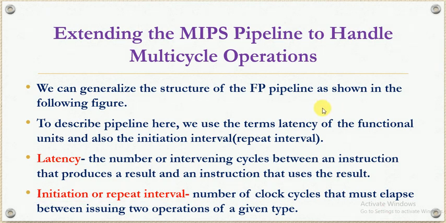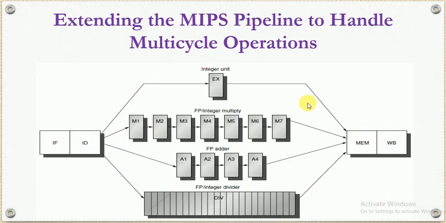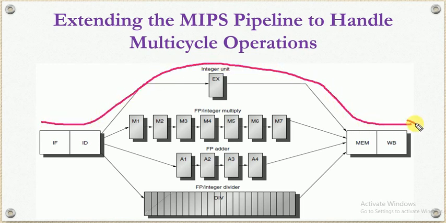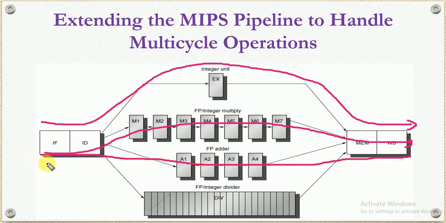So once again we will look at the diagram. For the integer EX operation we are passing through this path. Then for multiplication we pass through this path, for addition this path, and for division this path. If one instruction arises for multiplication, it will take this path. If one more multiplication arises, it will take the same path. There we need to consider whether it depends on the other.